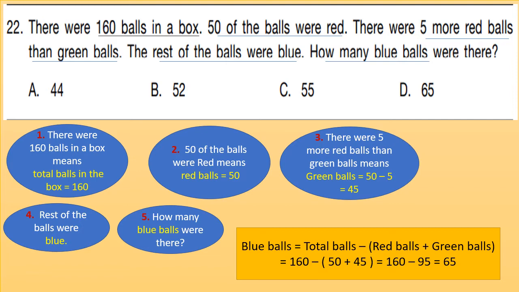Now blue balls equal total balls minus red balls plus green balls. So total balls is 160 minus red balls 50 and green balls 45. So 160 minus (50 plus 45) equals 160 minus 95 equals 65. So 65 blue balls were there in the box.